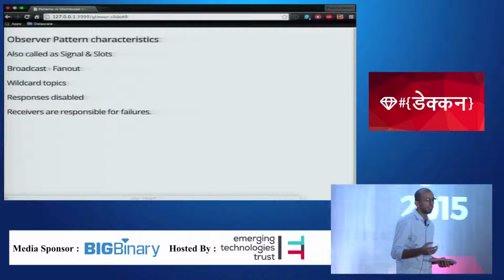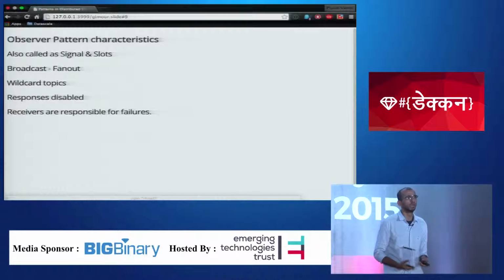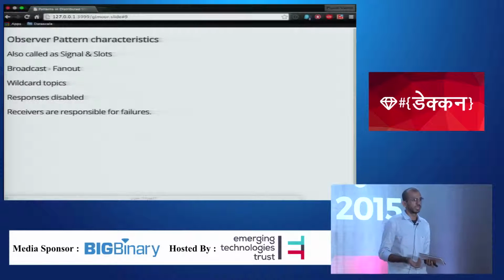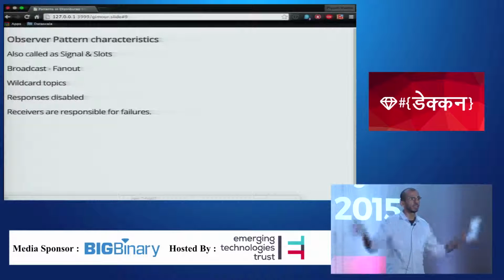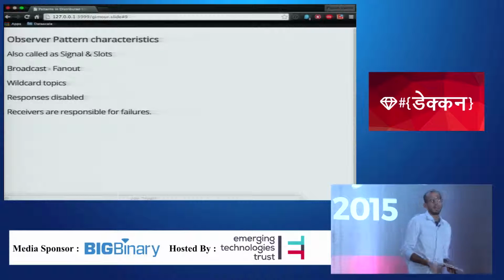Observer pattern has a few characteristics. Signals and slots I've already covered. Broadcast, fan out, is a common practice. You have a message which is being sent out, but you want to send it to as many receivers as you want. As I said, there could be multiple receivers. This whole policy is called fanning out.